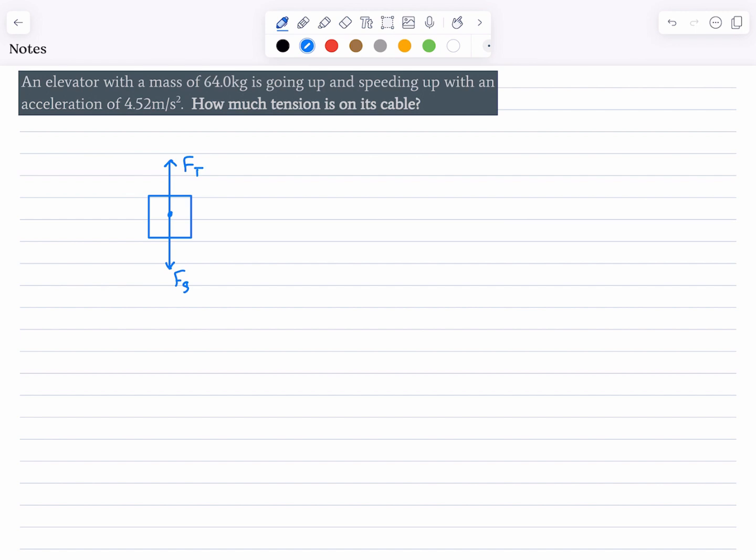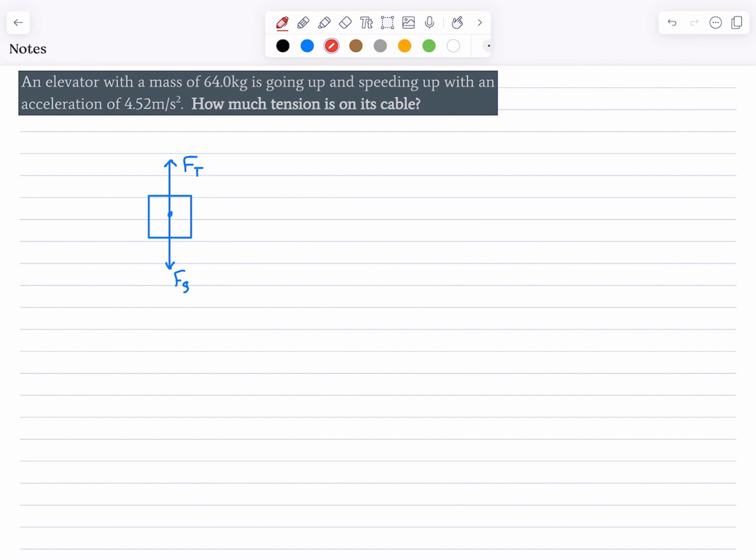I'm denoting those with an uppercase F and then a subscript, so F sub T for tension, F sub G for gravitational force. Now we're told that it is going up and speeding up, and that's going to help us figure out which direction it is accelerating. If it's moving upwards and increasing its speed, it must be accelerating in the upward direction as well. If it were moving up and slowing down, then it would be accelerating in the direction opposite of motion, which would be down.